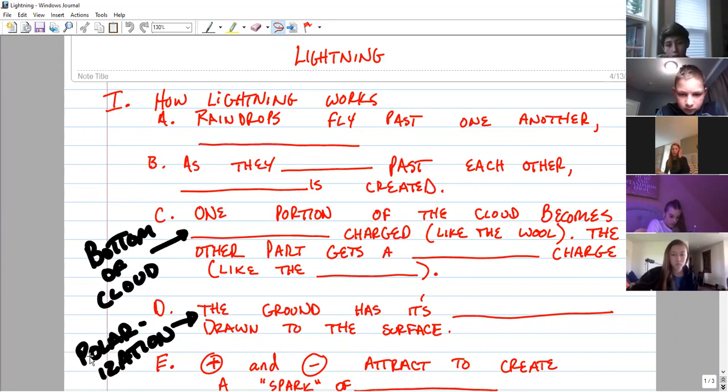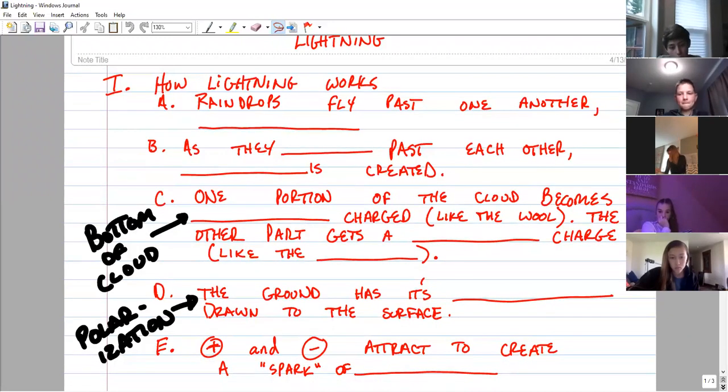until what happens? We can only charge the cloud so much and polarize the ground so much until what happens?